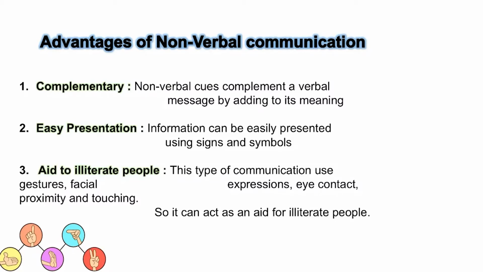I'll give another example. A traffic signal is a signal. What does the green light signify? That you can move, right? So this is a kind of easy presentation. Rather than a policeman standing and controlling the entire traffic, it's always good to have a traffic light, and it can give the correct message, and it is easy to convey and easy to use. So you can have easy presentation with non-verbal communication. Now the third one is that it is an aid to illiterate people.